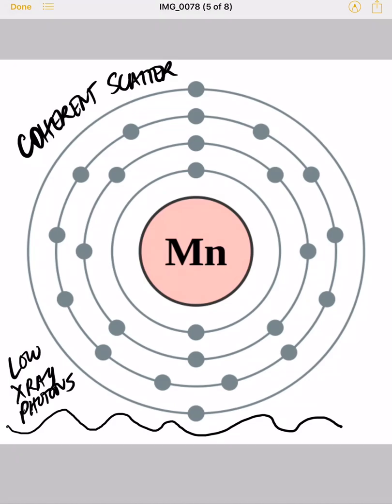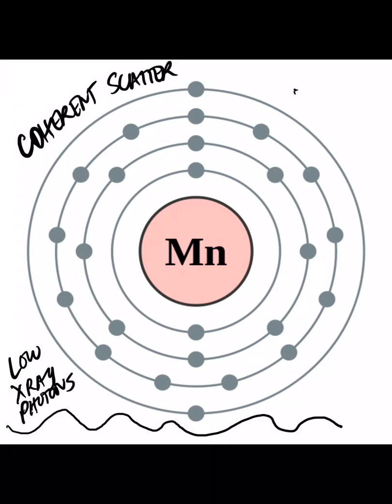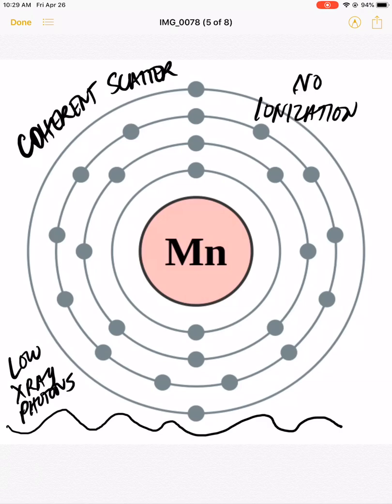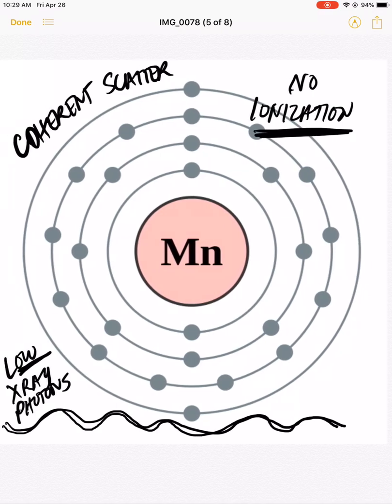There is no ionization with coherent scattering because no electrons are going to get ejected out in coherent scatter. Remember, coherent scattering is a low energy X-ray, low. See how low it is? And it just causes the electron to excite and vibrate.